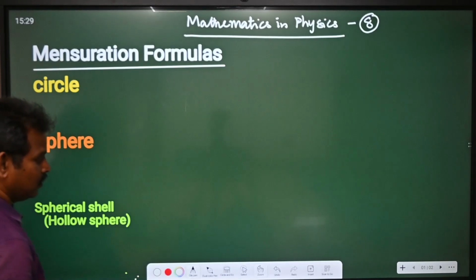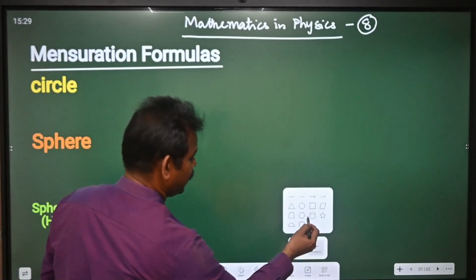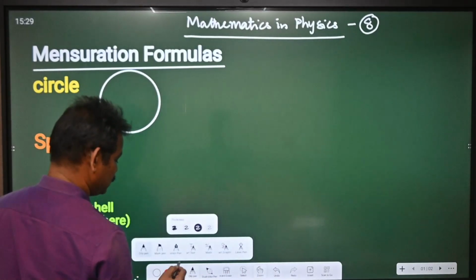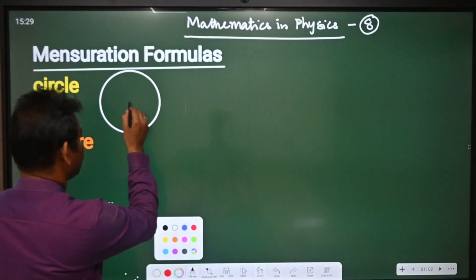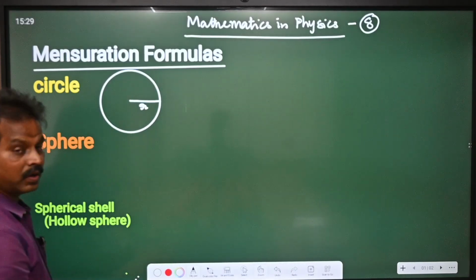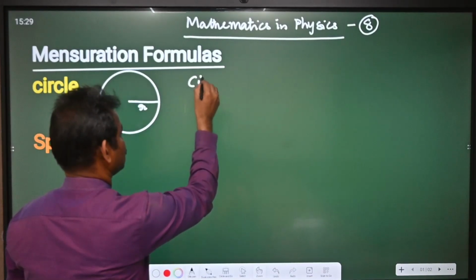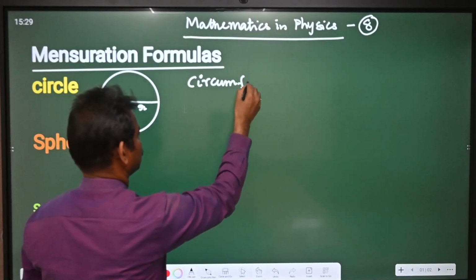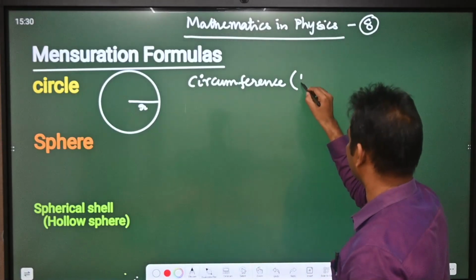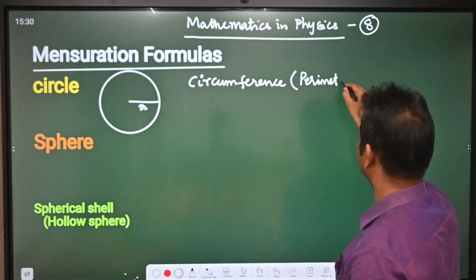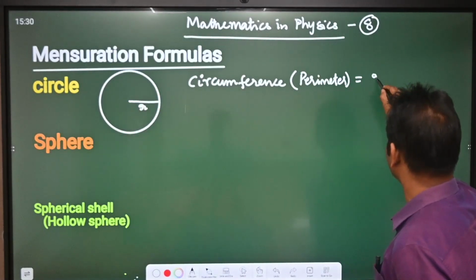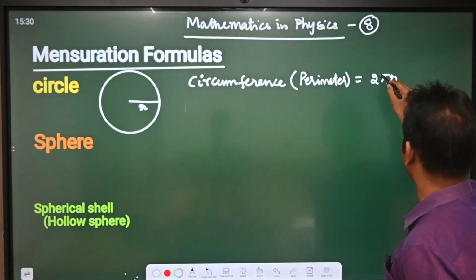Circle. Now, if you take this circle, it will have some radius. The radius of the circle is given by r. For a circle, we can find out circumference, also known as perimeter. So the circumference of a circle is given by 2 pi r. The formula is 2 pi r.